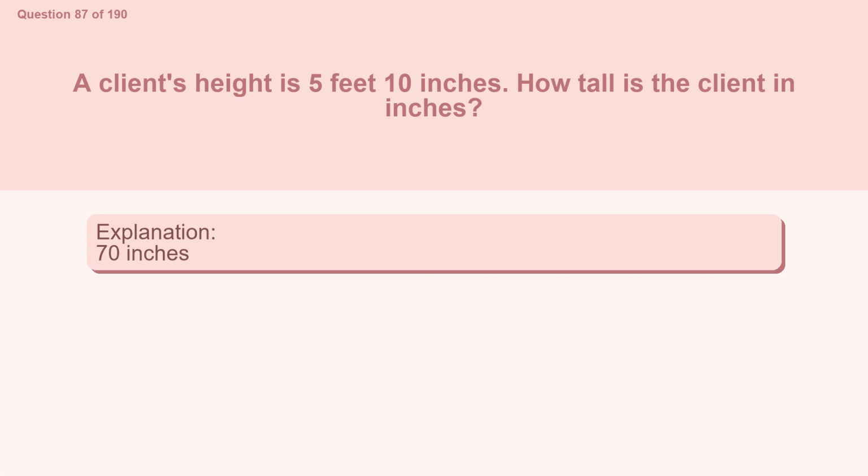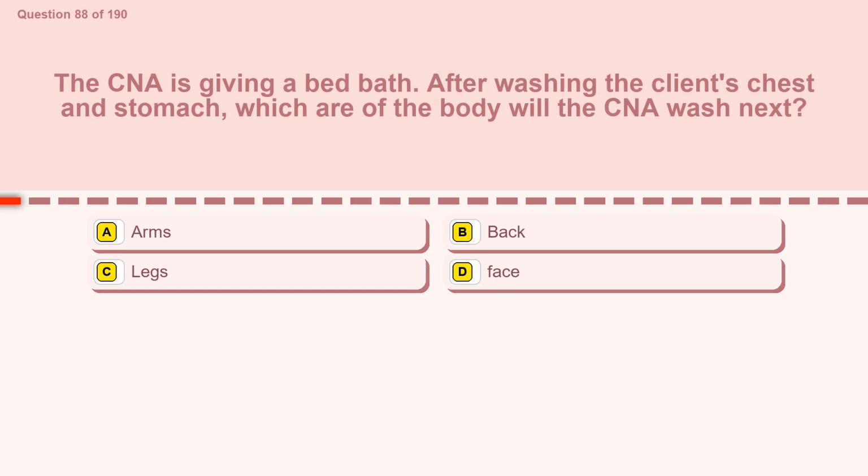Question 88. The CNA is giving a bed bath. After washing the client's chest and stomach, which area of the body will the CNA wash next? Option A, arms. Option B, back. Option C, legs. Option D, face.